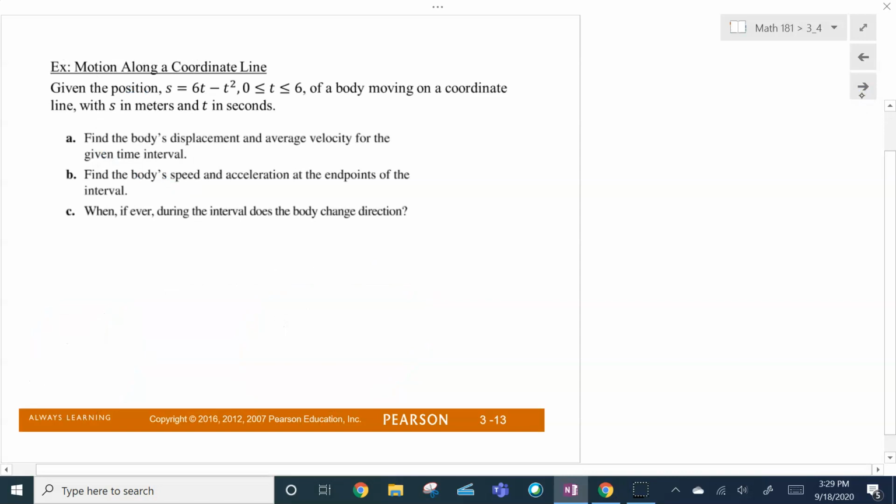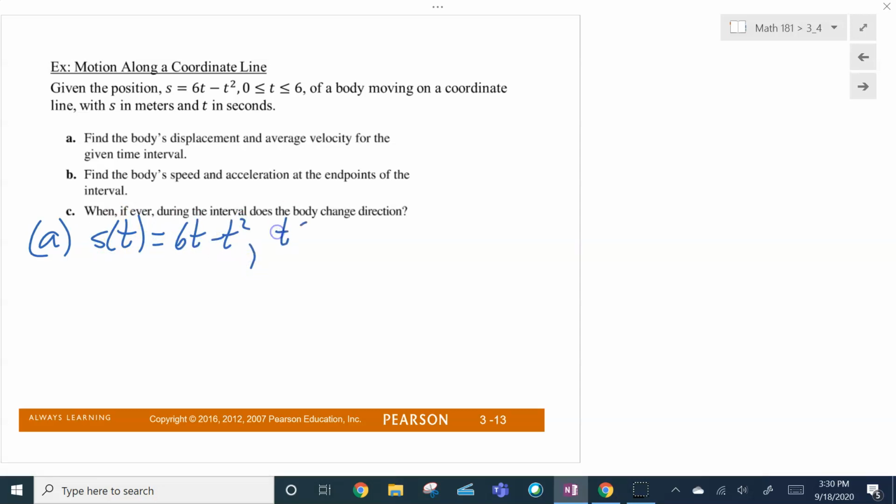Let's keep going here. Given the position of a body moving in a coordinate line with s in meters, t in seconds, find the body's displacement and average velocity. Average velocity, so that's just the slope, okay? Average velocity, pre-calculus, for the given time interval. So first of all, let's do the displacement. That's saying if s of t is 6t minus t squared over this interval from 0 to 6, where is it at the 6th second as compared to the 0th second when it began?